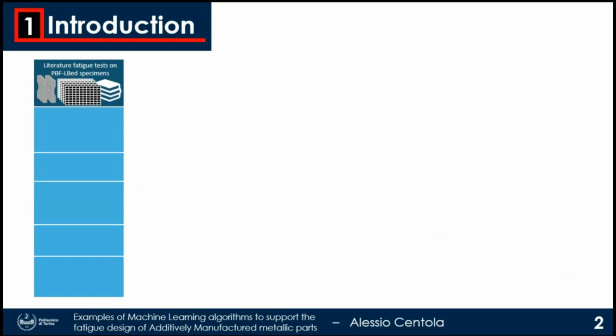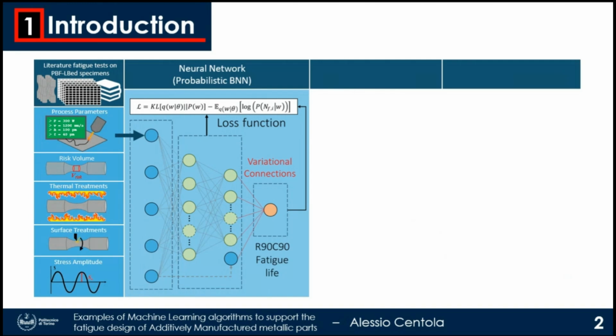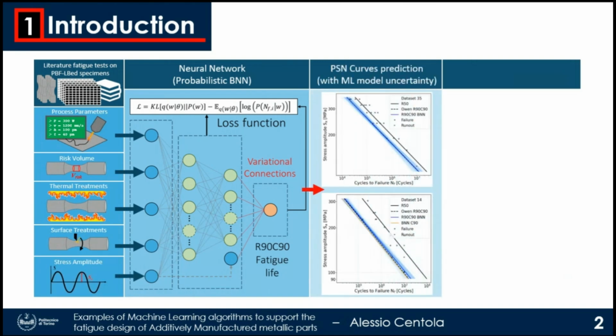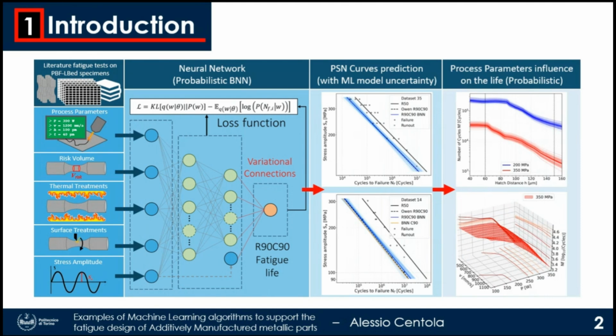And while we are doing so, we need to note the process parameters, the risk volume, the thermal treatments, the surface treatments, and the stress amplitude, which are then fed as input to a neural network, which could also be a probabilistic one, as I will show you later. And once the network is trained, we can produce predictions about the P-S-N curves with the machine learning model uncertainty. And we can also forecast the influence of the process parameter on the fatigue life.